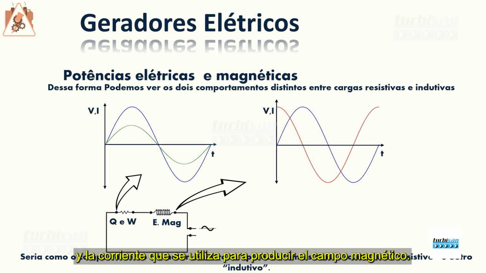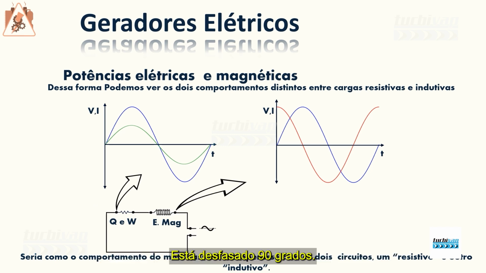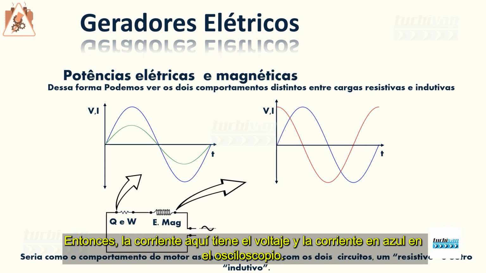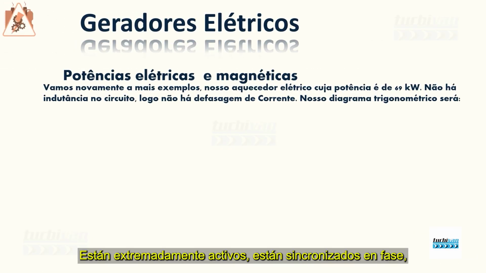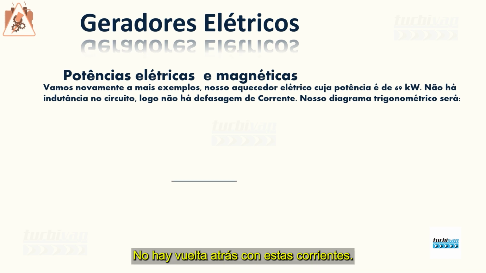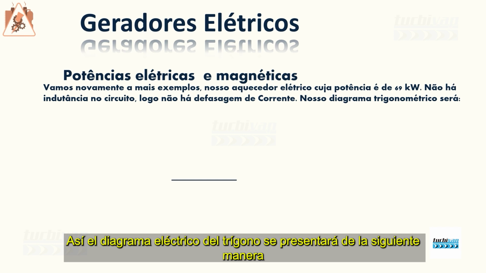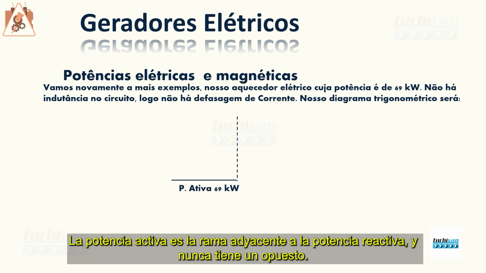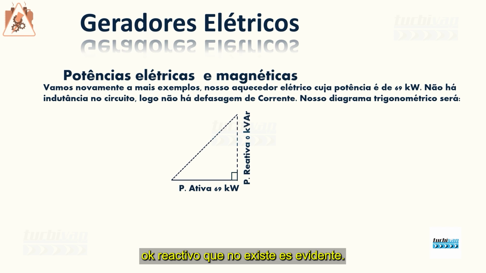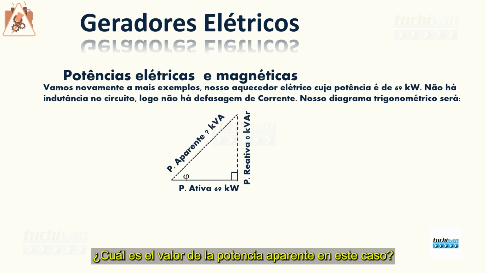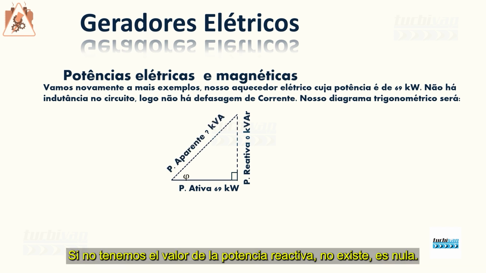So the electrical triangle diagram will be presented as follows. Active power is the adjacent leg to reactive power, never having an opposite, and our apparent power is on the hypotenuse. Reactive power does not exist here. What is the value of apparent power in this case? If we don't have the value of the reactive power, it's null. What happens if it is null? It will tend to 0. So the triangle goes down, down, down, until apparent power equals active power.